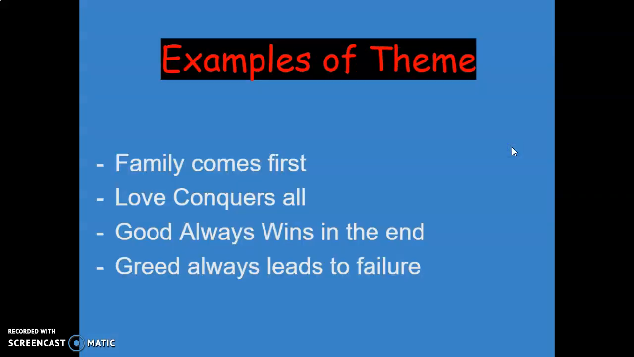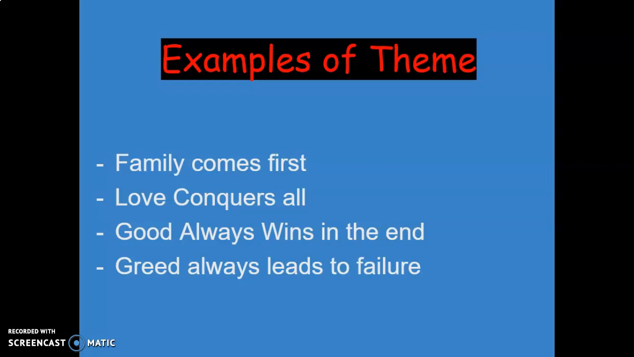Let's look at some examples. Sometimes you might read a story that's all about family. It might give you the impression that family comes first. Family is the most important thing. Maybe you read a story about a romantic relationship, and by the end, you feel like love can conquer anything.